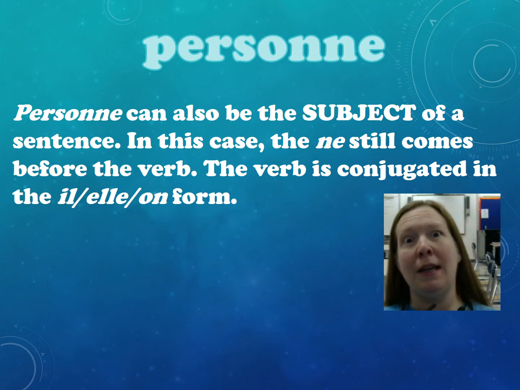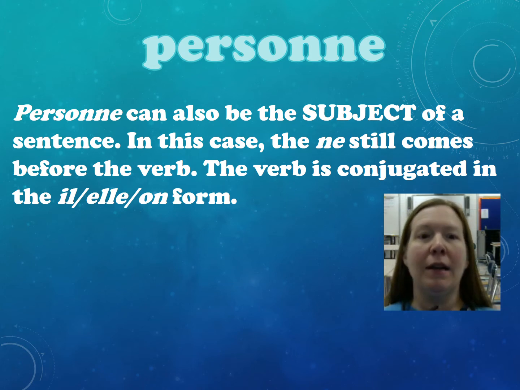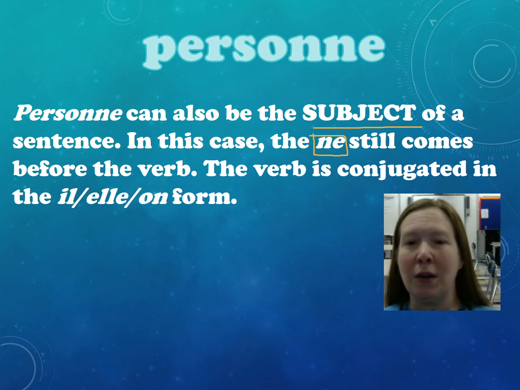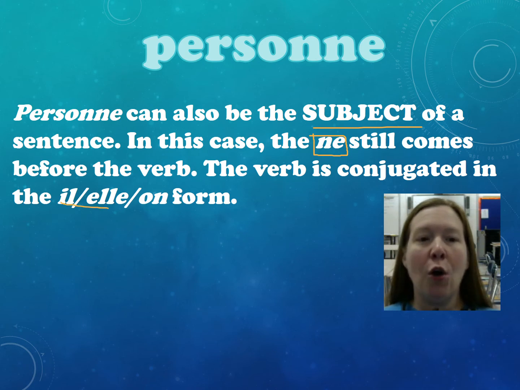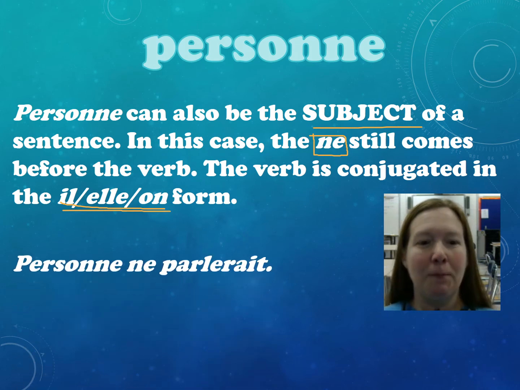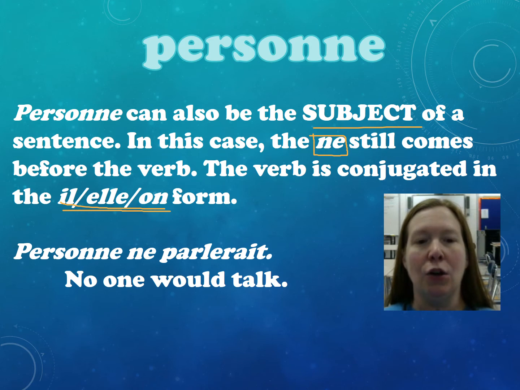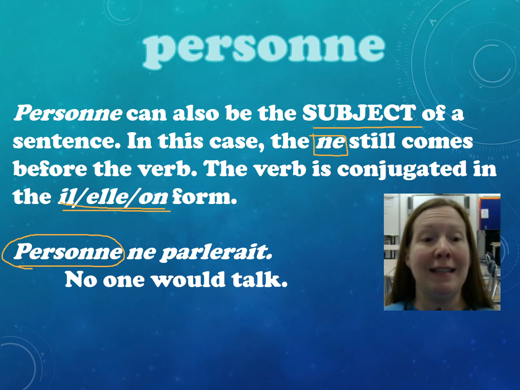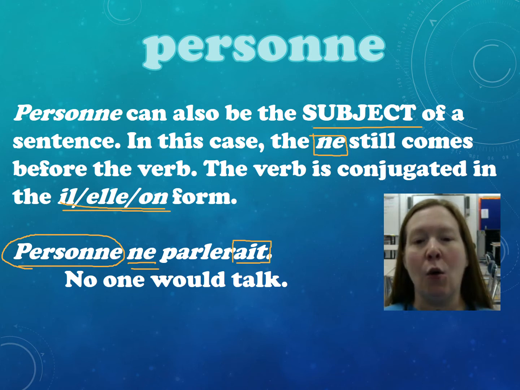Personne is one of the negative expressions that can also be used as a subject. All right, so it can also be the subject of a sentence. So in this case, you still have to put the ne in, but you're going to swap them, and the ne is going to come right before the verb. The verb is always going to be conjugated in the il, elle, on form. So here are some examples. Personne ne parlerait. No one would talk. So there's your personne, that's the subject. It's a negative expression. You still have to put the ne in. And then the verb is conjugated in the il, elle, on form.